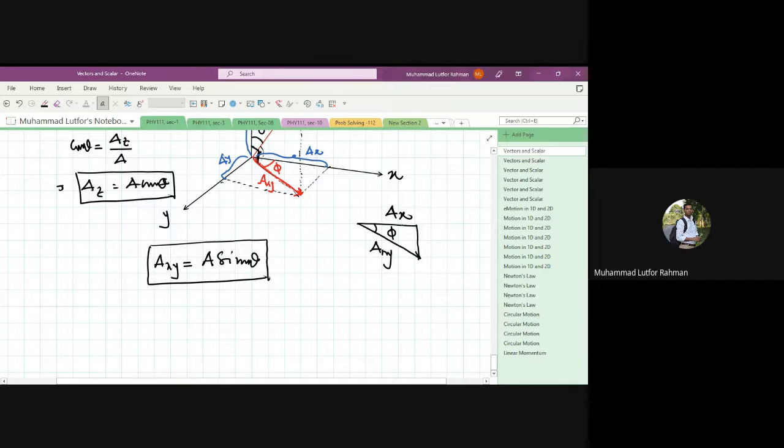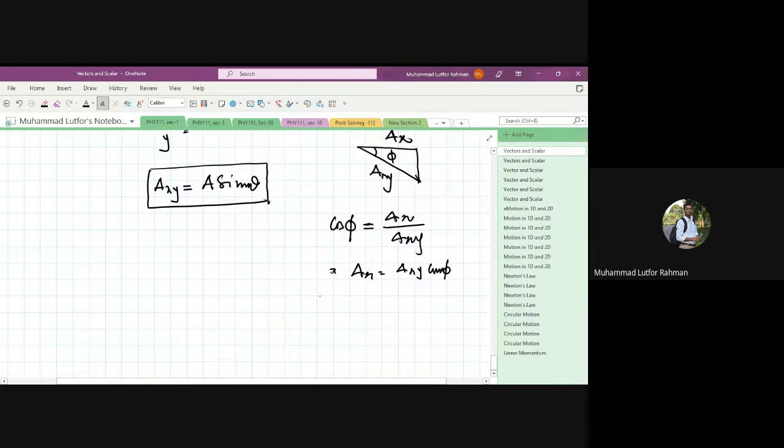My intention is to find out the AX, right? So then I'll again define that cos phi would be base, which is AX divided by hypotenuse, AXY. It means that AX would be AXY cos phi, right? And I know that cos phi value I found out in the previous case actually. So in that case, AX would be, AXY is A sin theta. I will just plug in the value of AXY, A sin theta, into cos phi. So this would be the component of vector A along the direction of X.